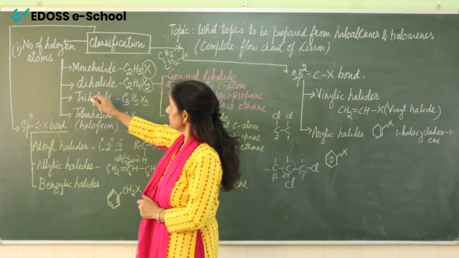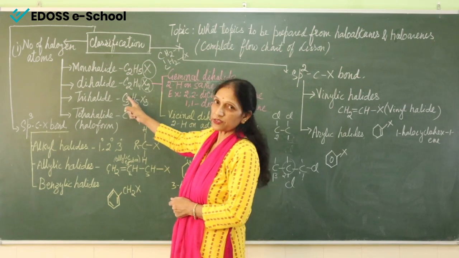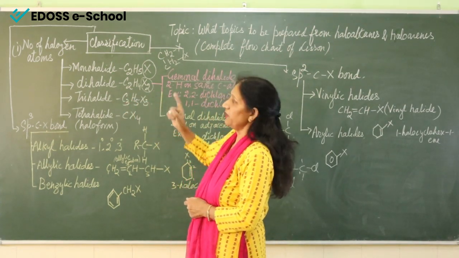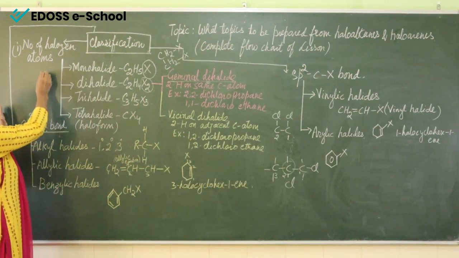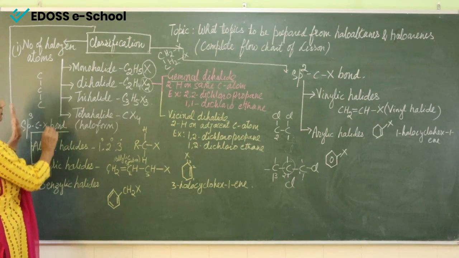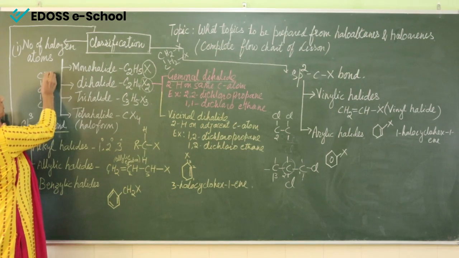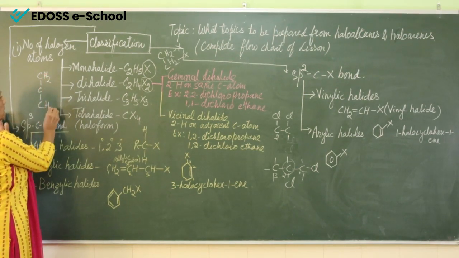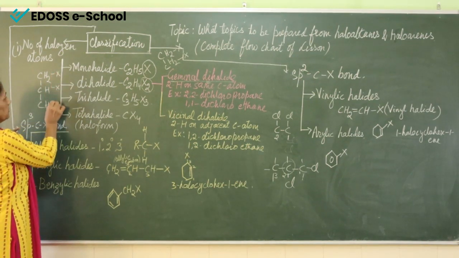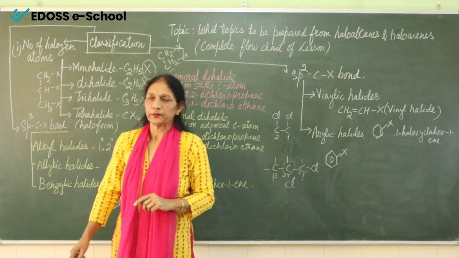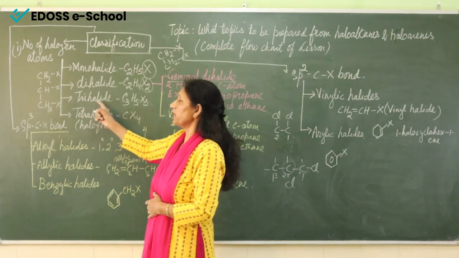Now coming to trihalides, which means 3 halogens are present. The example is C3H5X3. So C3 means we can see 1, 2 and 3, 3 carbon atoms are there and 5 hydrogen, that means 2 hydrogen, 2 hydrogen and 1 hydrogen, and each carbon is containing 1 halide. Such types of halides are known as trihalides.